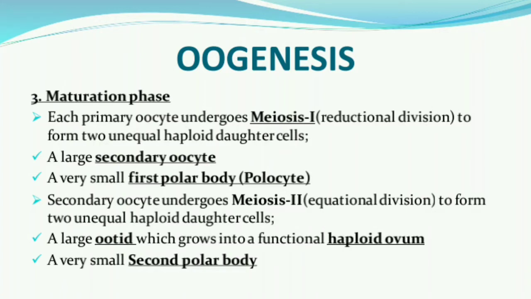Now the secondary oocyte again undergoes meiosis 2. We all know that meiosis 2 is equational division. Now again 2 unequal haploid daughter cells will be produced. The large one is known as oocyte, which grows into a functional haploid ovum, and the very small one is the second polar body.